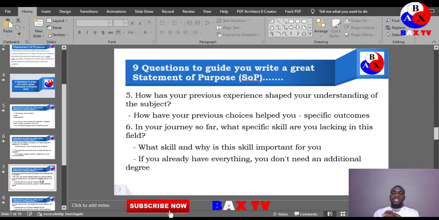How have your previous choices helped you? Good. The program you did and the courses that you did in the program, the optional ones you took and all that, how have they helped you? For instance, let's say you want to do a Master of Science in Cybersecurity and Digital Forensics. Let's assume that this is what you want to do at the Master of Science level, but for your undergraduate you did, let's say, a Bachelor of Arts, you did French.